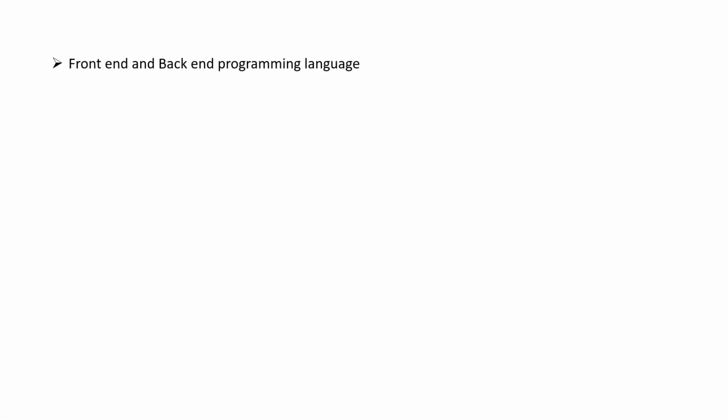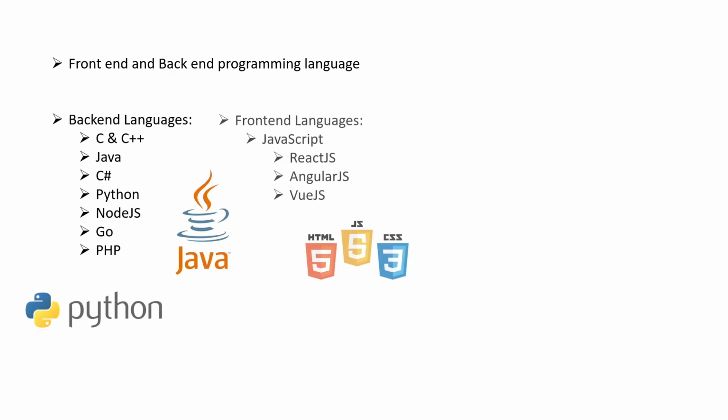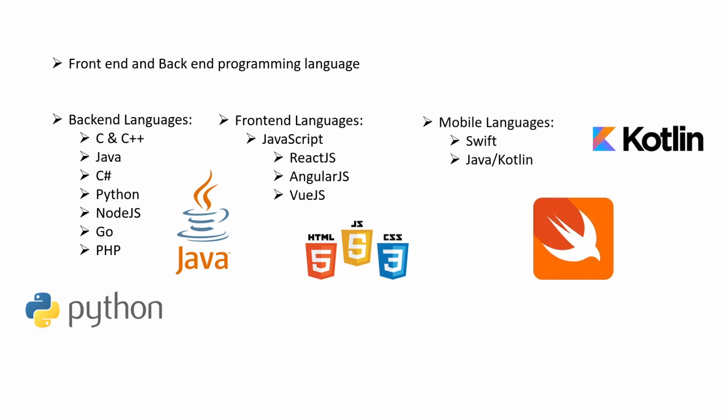In today's time, we have become more and more organized in the way we write code and have different programming languages for different tasks. Just like for cooking, we have different utensils depending on what we're cooking. These are some of the popular backend languages. For front end, JavaScript is heavily used with these popular frameworks based off JavaScript. For mobile development, we have Swift for iOS development and Java and Kotlin for Android development.